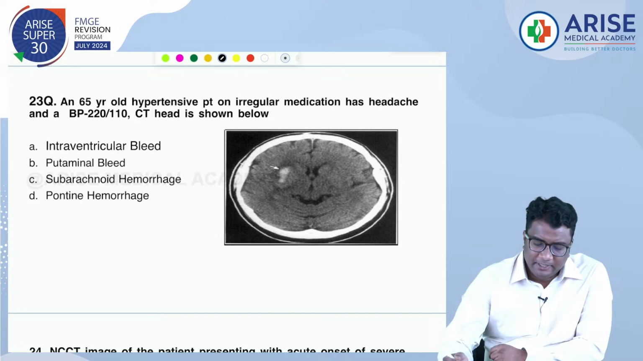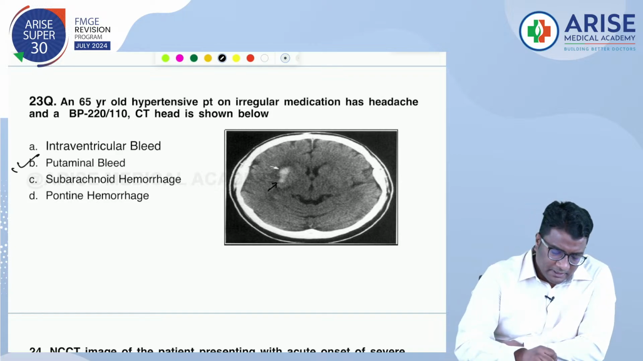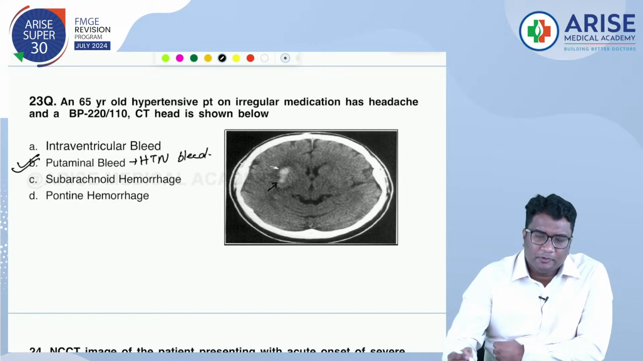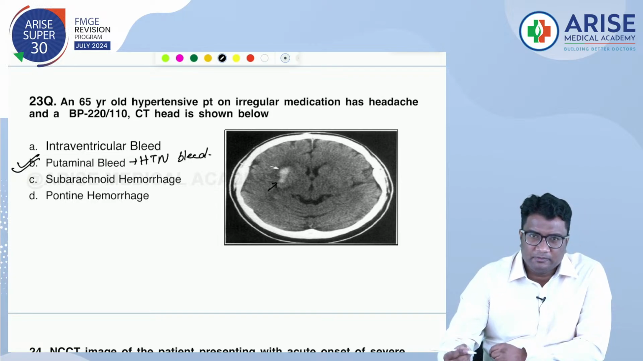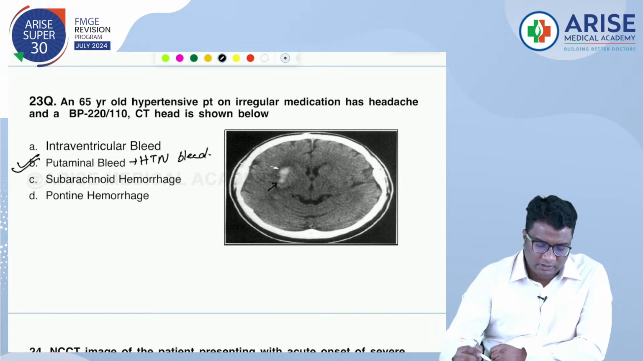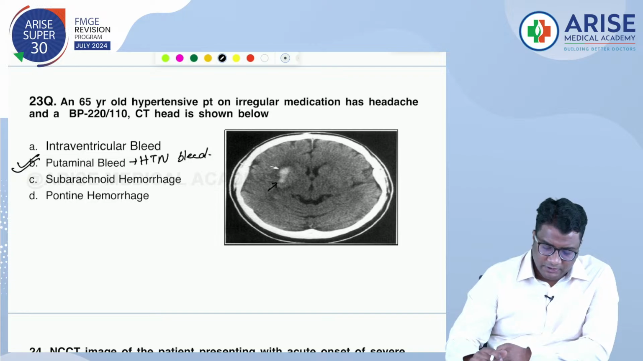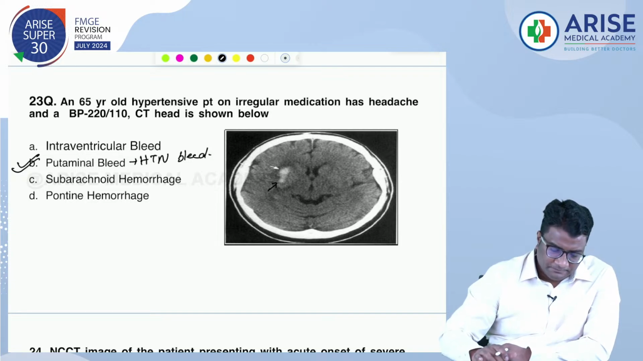Identify the next one here. A 65-year-old hypertensive patient on irregular medication has headache and BP is 220/110. CT scan head is shown below. What is the diagnosis? So you can see there is a hyperdense collection in the right putamen. So this is a hypertensive bleed. The most common site of hypertensive bleed is putamen. So this is hemorrhagic stroke, the putaminal bleed or intraparenchymal bleed that you're seeing in this patient with uncontrolled hypertension. Next.